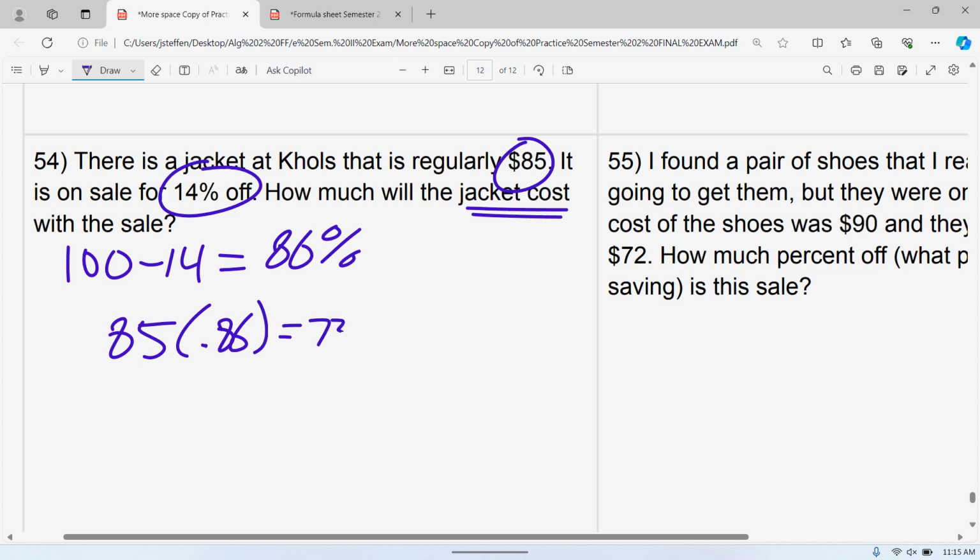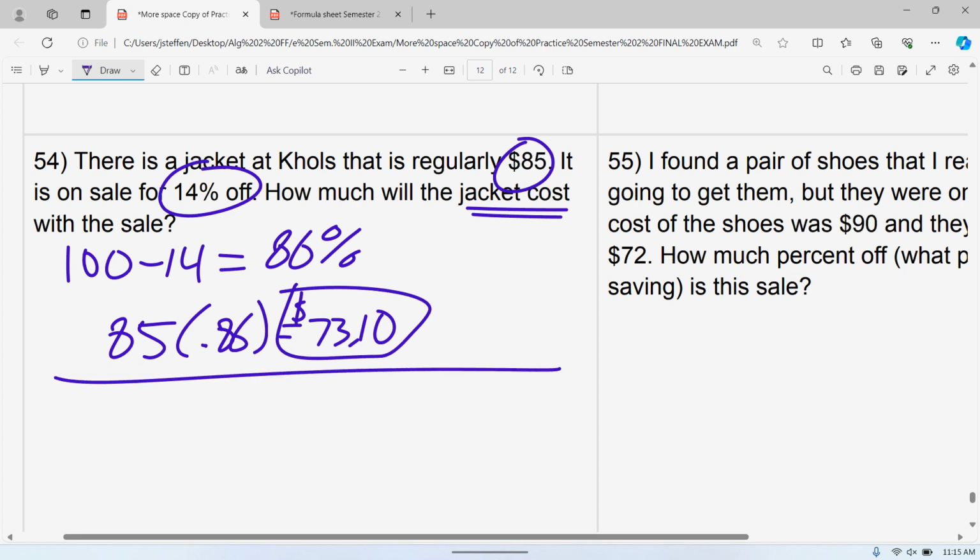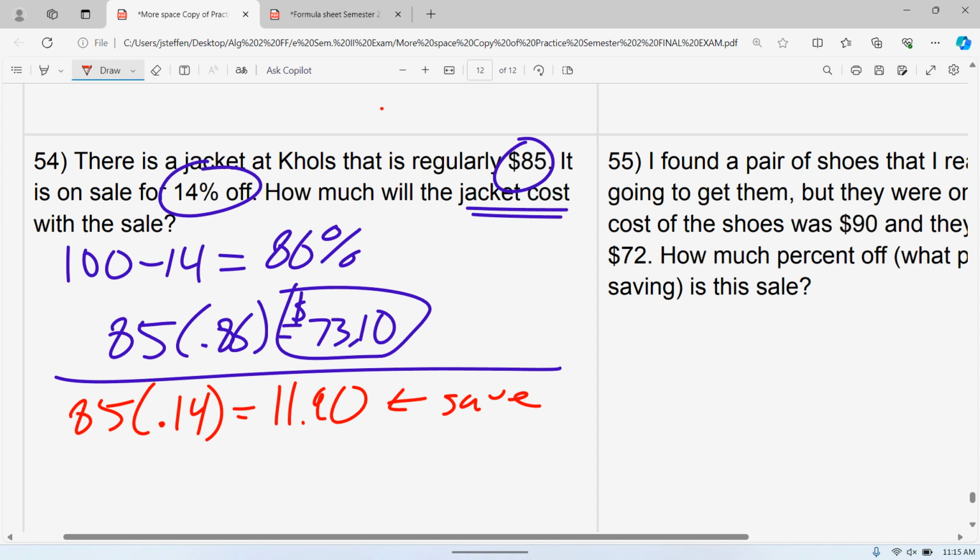The other way to do this, if you want to, is you could have taken 85 multiplied by 0.14. That's going to give you 11.90. So that's how much money you save. That is not the answer. You do not buy this jacket for $11 when it originally cost $85. That's definitely not 14% off. That's well over 50% off. So to find your answer, you take your original 85 and subtract 11.90. That gives you that same 73.